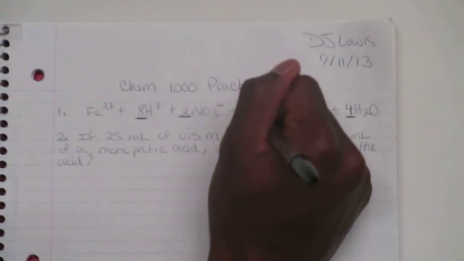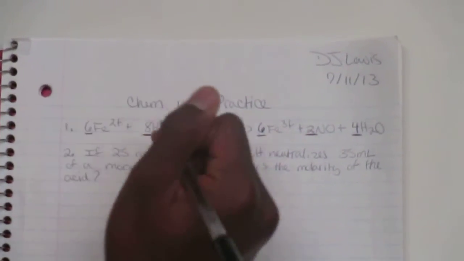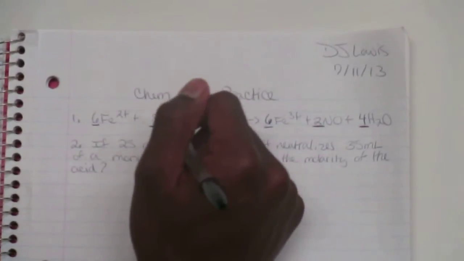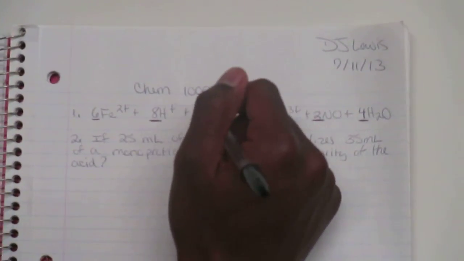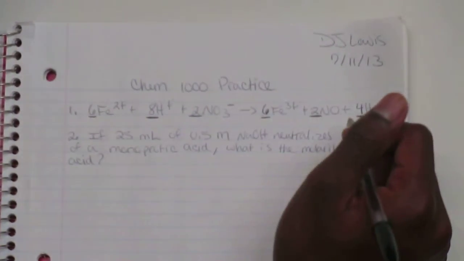So we need to multiply this by 6 in order to get 18. And we need to multiply this iron by 6 in order to balance this out. So now we have 12 plus 8, which is 20, minus 2, which is 18 plus on the reactant side and 18 plus on the product side.